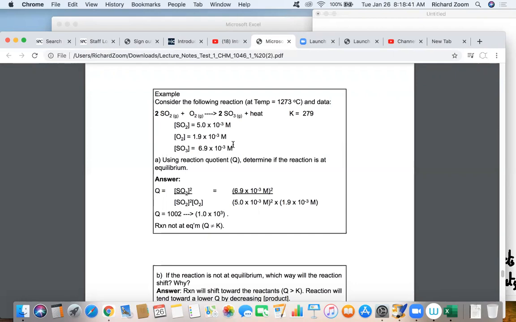Does anybody have any questions so far? So, Dr. Musgrave, yes, Lonnie. For this problem, it would move in favor of the products.